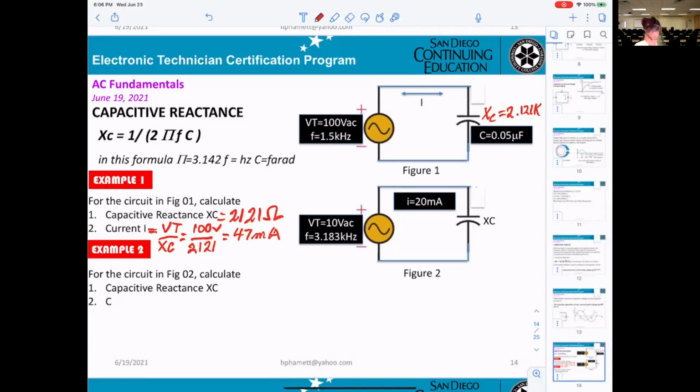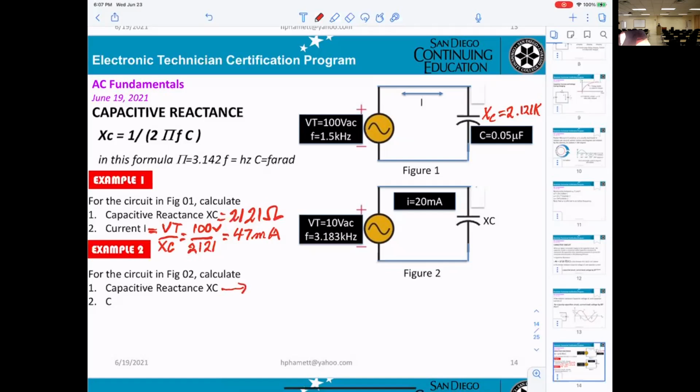Okay, example number 2. For circuit number 2, they want to know the capacitive reactance X sub C, when they give you the frequency equal 3.183 kilohertz and the current I equal 20 milliamp. Okay, who got the X sub C? How to calculate X sub C? VT over I. Perfect. Mr. Smith, really smart today.